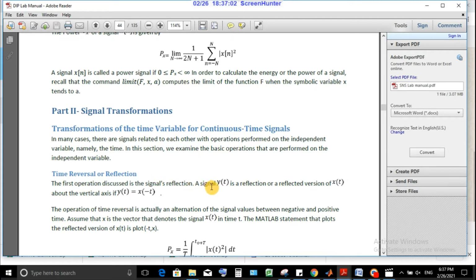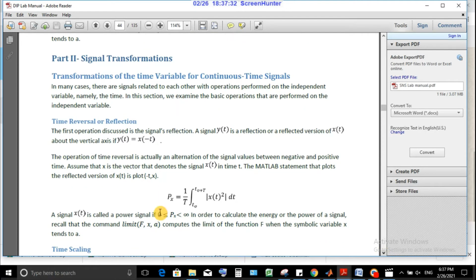Any signal y(t) is a reflection, or reflected version, of x(t) about the vertical axis if y(t) is equal to x(-t). The operation of time reversal is actually an alternation of the signal values between negative and positive time. Assume that x is the vector that denotes the signal x(t) in time t. The MATLAB statement that plots the reflected version of x(t) is plot(-t, x).